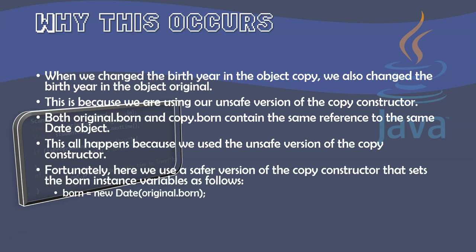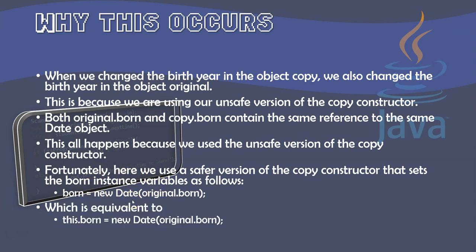Fortunately, we can use a safer version of the copy constructor that would set the born instance variables as follows. So if I said born equals new Date(original.born), now we are no longer tying ourselves to the unsafe copy, because what did we do here? Instead of just saying a reference, we're creating a new instance of a date object, which is another way of also saying, you could also say this.born equals new Date(original.born). Both of these are fine. I probably would use this way again because, as long as you are not overlapping your variable names, it should be easy to keep track of these.